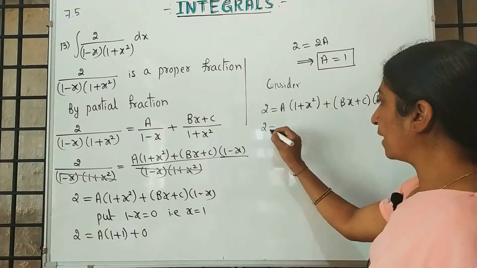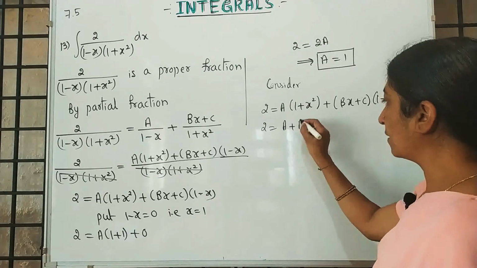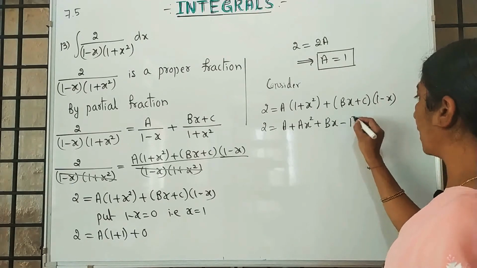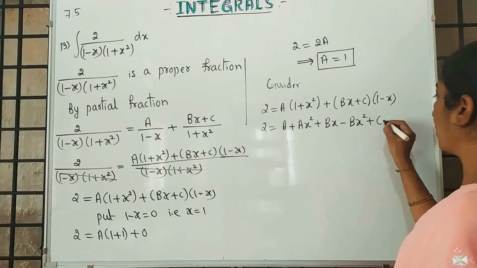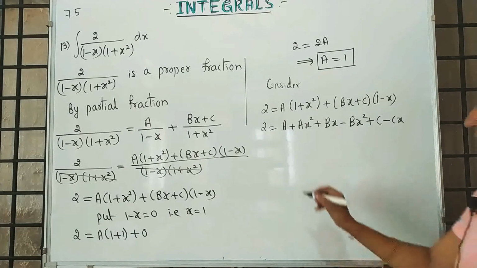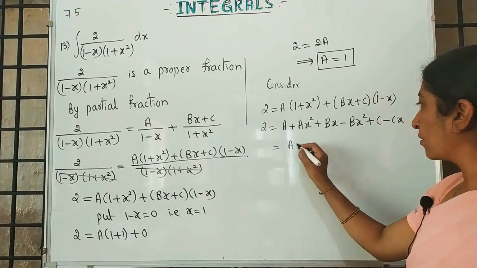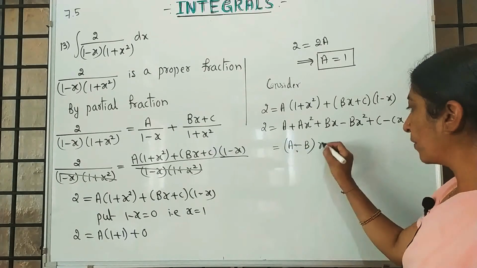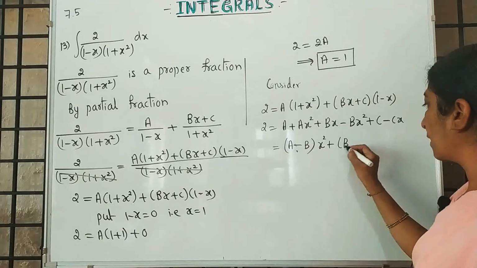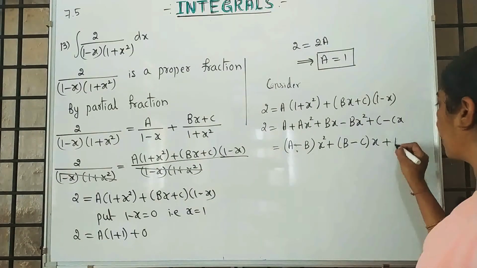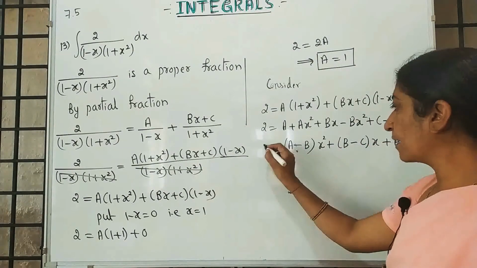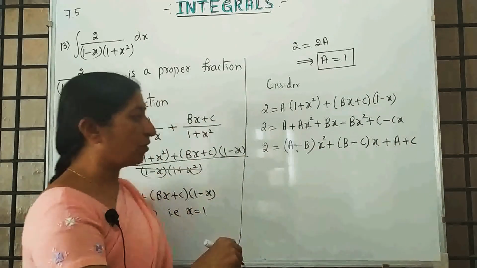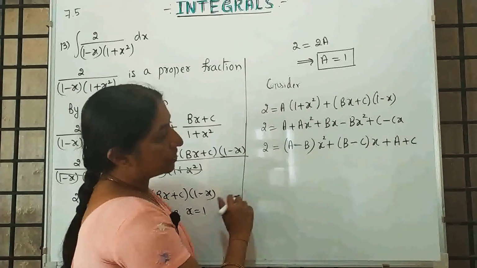Keep the left side as it is, remove the bracket. A plus Ax square, here remove the bracket, bx minus bx square plus c minus cx. Then write down the term with x square. It is (A minus B) x square common. Then the term with x, (B minus C) into x, plus (A plus C). Keep the left side as it is. Now compare the coefficients of x square, x and constants on both sides.